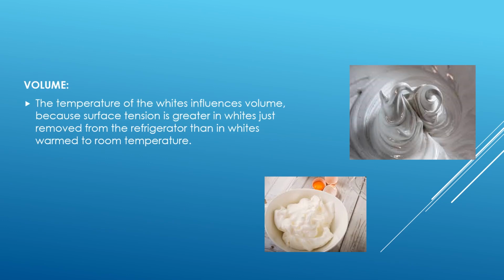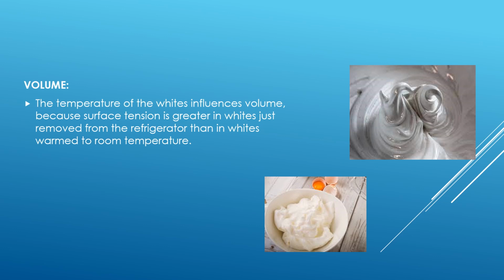The second important factor in egg white foam is volume. And in volume, the temperature of the whites influences it, because surface tension is greater in whites which are just removed from the refrigerator than those that are kept in the room.